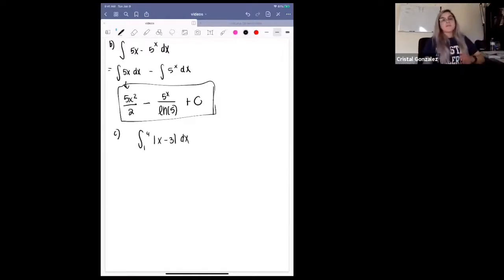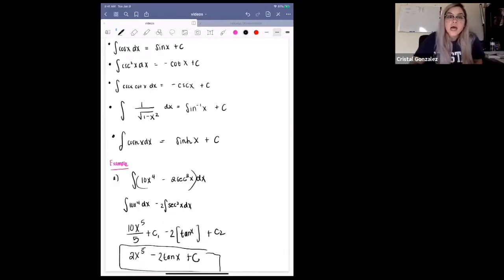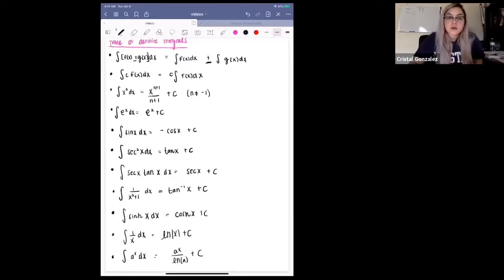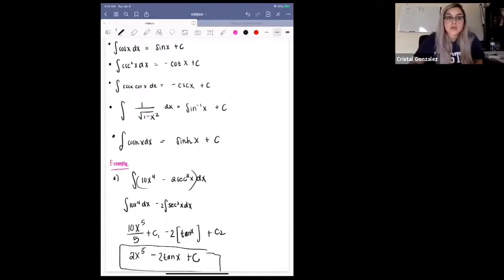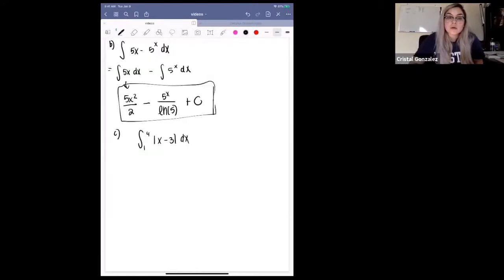So if I stop here and look back at my integration table, I actually don't see a rule for my absolute value. So how do I integrate something with an absolute value? Well, that's an excellent question. What you're actually going to have to do is, we know that for an absolute value, we are able to write it as a piecewise function. And so that's exactly what we're going to do.